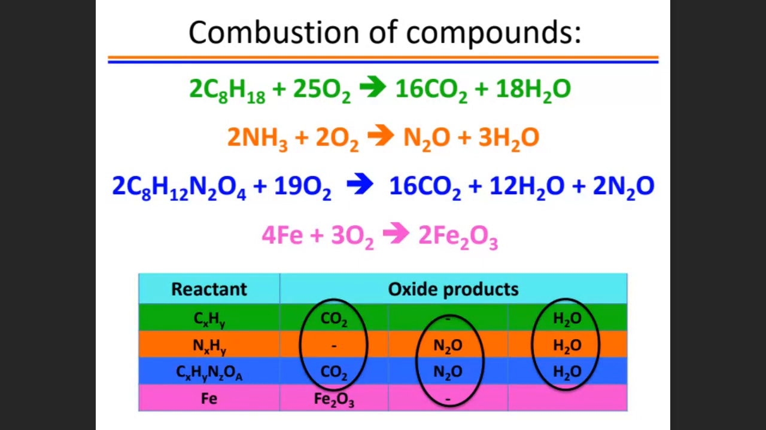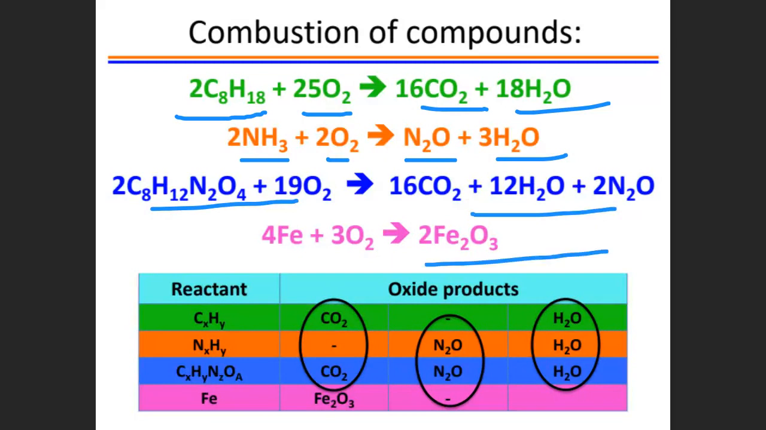So let's see what we have. Combustion of a compound: a hydrocarbon plus oxygen gives carbon dioxide plus water. Ammonia plus oxygen gives nitrous oxide plus water. These are some examples of combustion reactions. CxHy means mostly the hydrocarbon, NH3 means the ammonia, and CxHyNzOa is for this reaction. So these are the products.